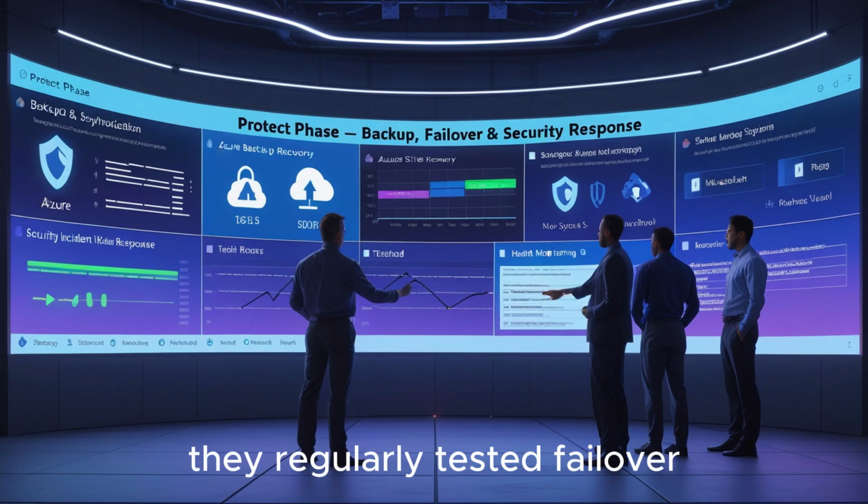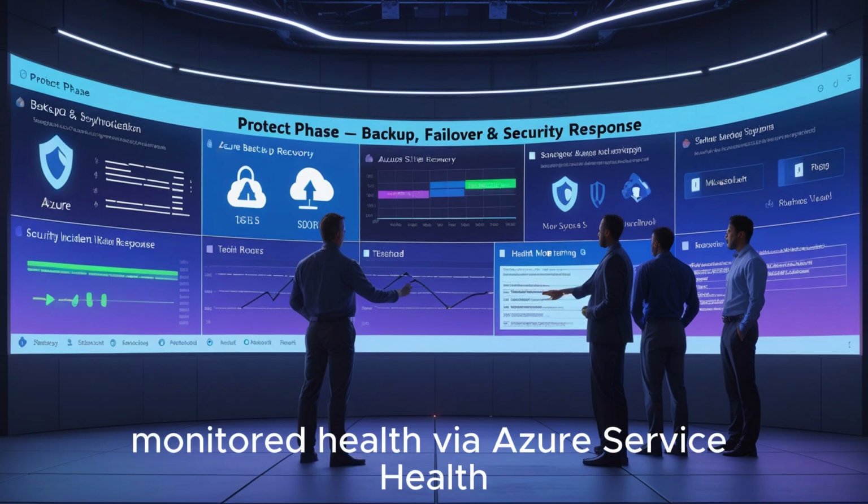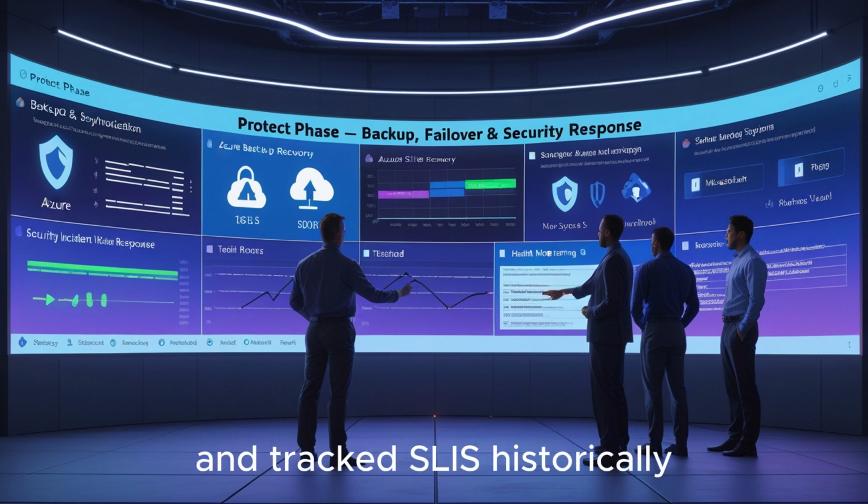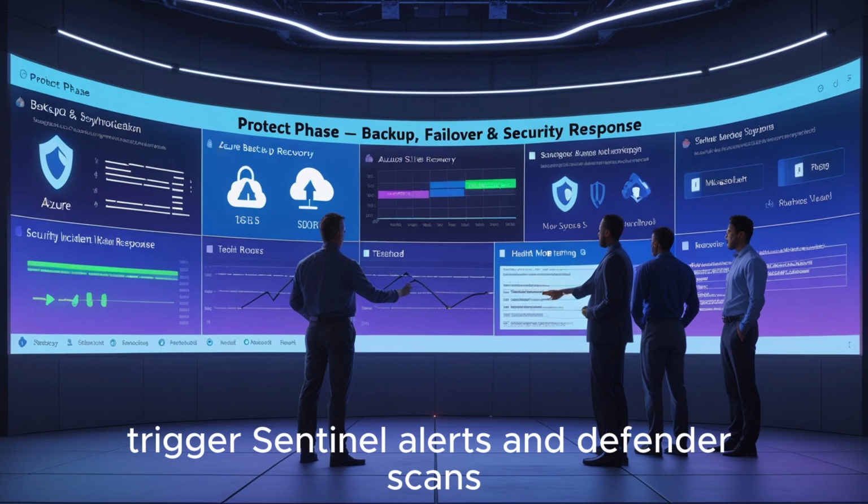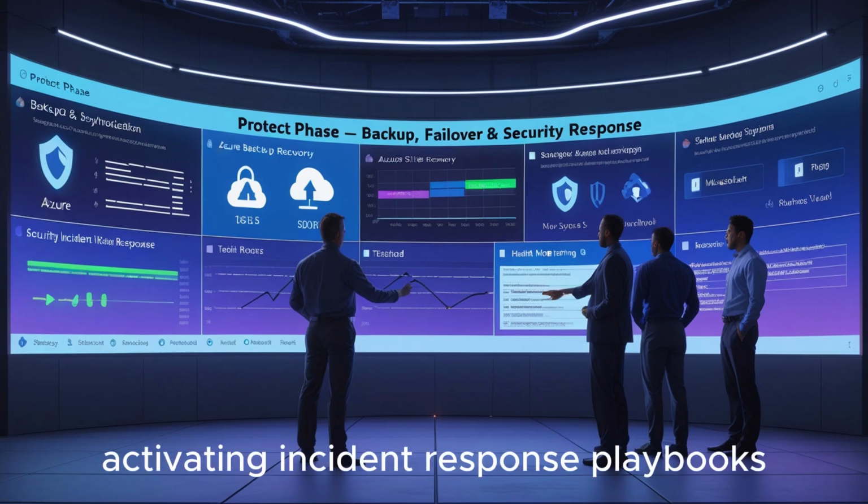They regularly tested failover, monitored health via Azure Service Health, and tracked SLIs historically. Security incidents trigger Sentinel alerts and Defender scans, activating incident response playbooks.